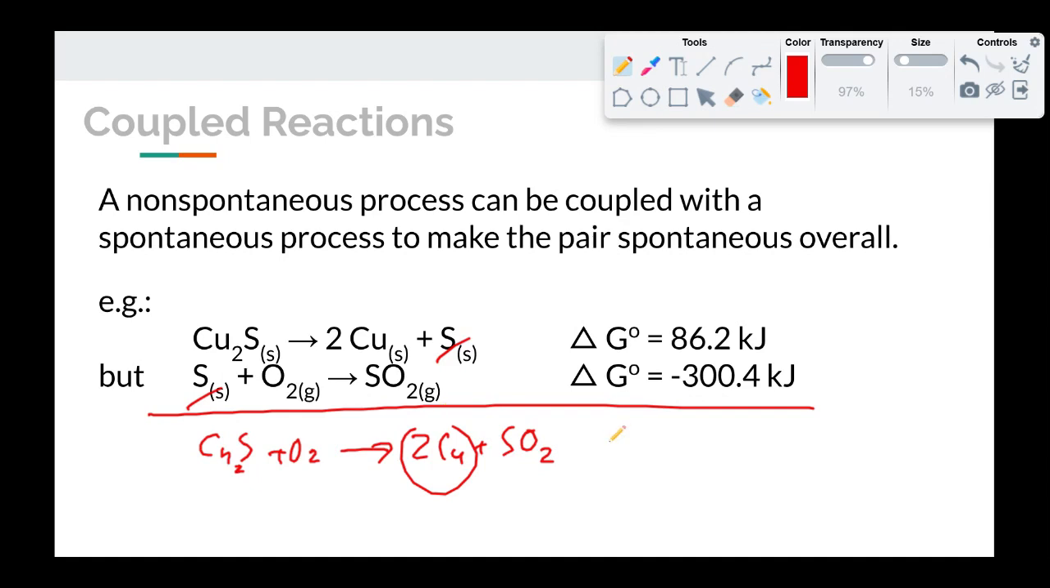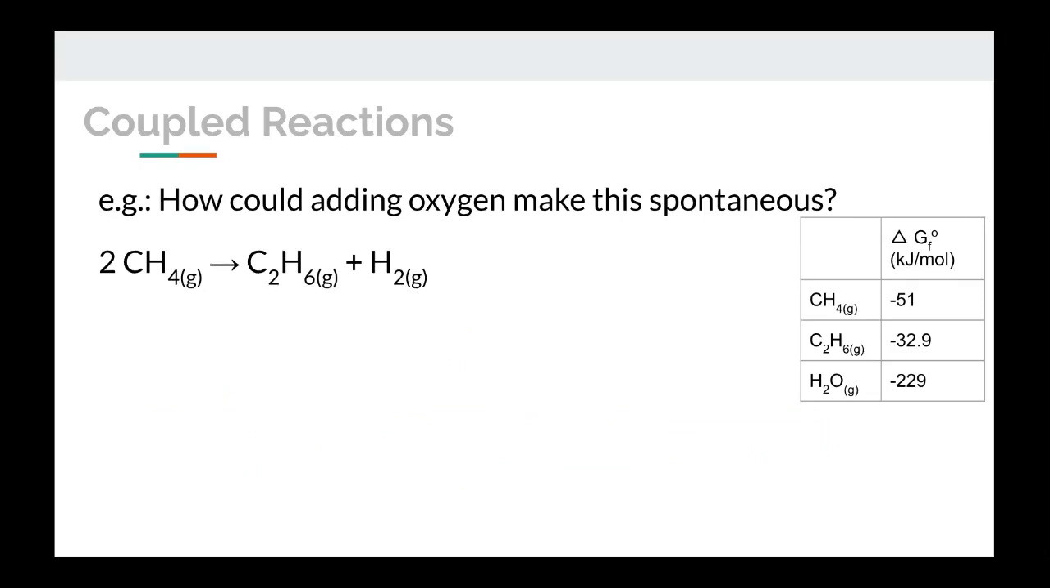Does this happen spontaneously? Well, yeah, because delta G is the sum of these two added together, and that's definitely going to be less than zero because negative 300.4 is way bigger magnitude than 86.2. Let's look at another example. How could adding oxygen make this spontaneous?